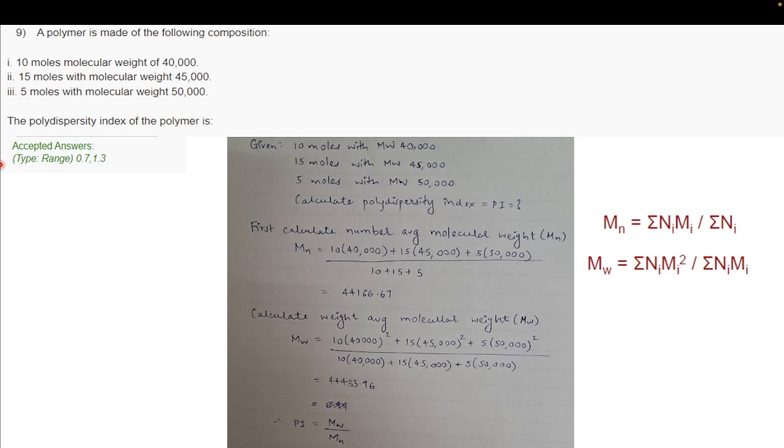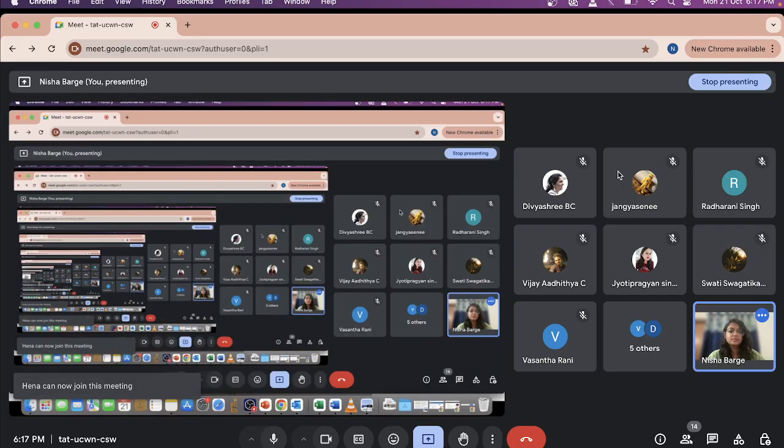So again you'll have a range given here. Your answer could range from 0.7 to 1.3. Is this correct? Everybody got this? The only catch here is you need to know what polydispersity index is, how it is calculated, and the formula to calculate both number average and weight average. Shall I move on?